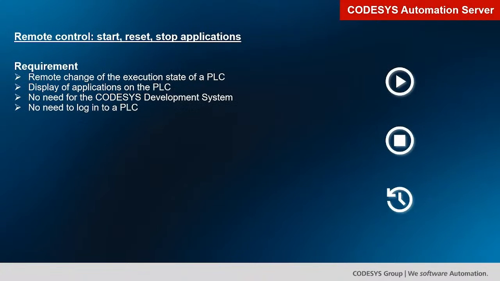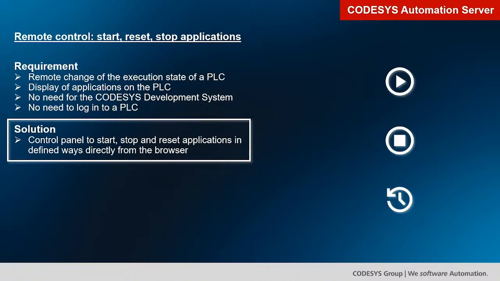The requirement was to alter the execution of an application running on a PLC remotely. So for example, start it, stop it, reset it, without the necessity to use a CODESYS development system, to log into a PLC, to have a compatible project at hand. And it should also be possible to display applications that are already present on a PLC.